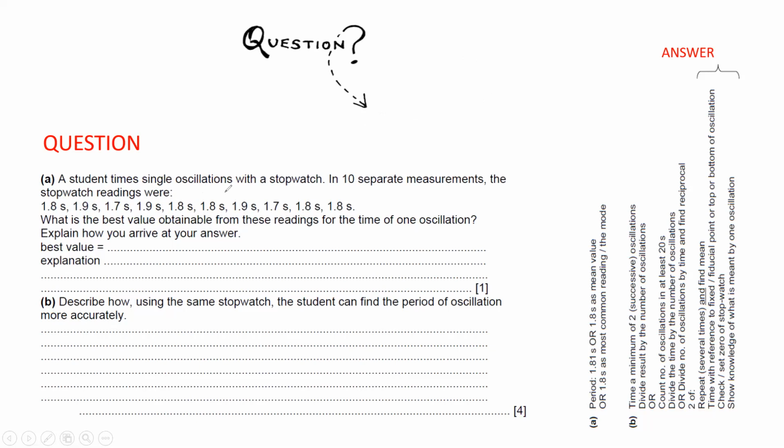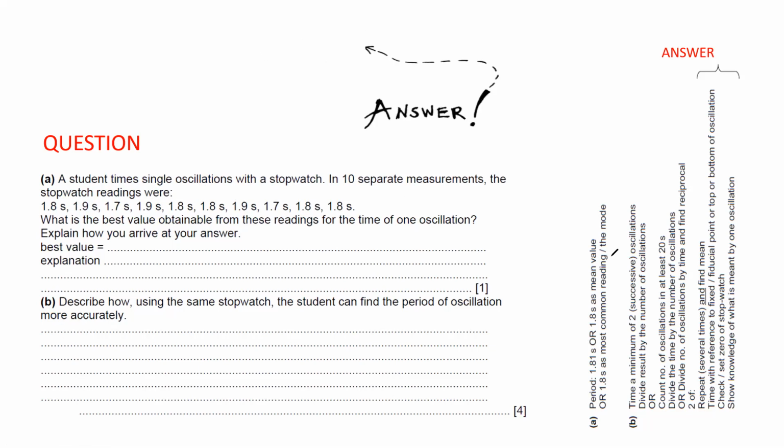The student is getting different answers, but you can see one of the answers is repeated many times. So what is the best value here? The best value for this experiment is 1.8. And what is the reason? Because it repeats many times, or when you find the average, you will find 1.8 will be the average.